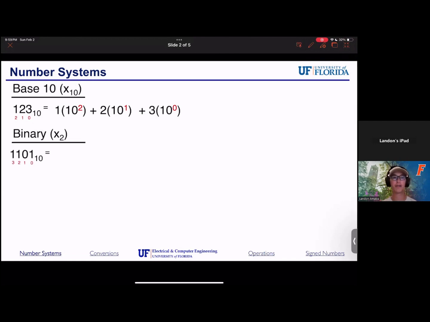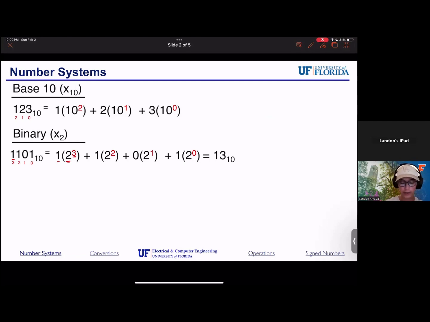So let's go ahead and do an example of binary or base 2. Here we have 1101 and there's 4 bits, so places 3 to 0. Since it's base 2, there's 2 options, 1 and 0, just like in base 10 there's 10 options, 0 to 9. So as we do this expansion, it's identical to base 10. You take the physical digit in the place, which is 1, and then multiply it by our base, which is 2, to the power of the place it's in. So we go ahead and expand this out and continue to convert.